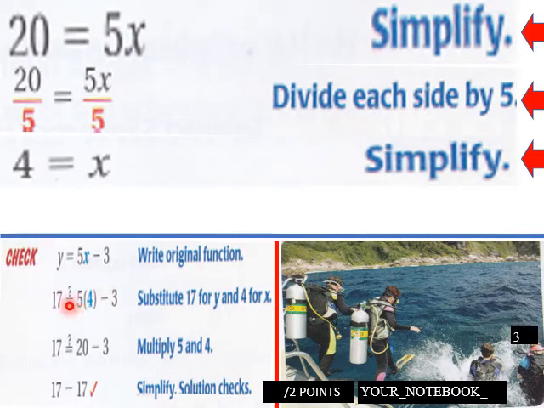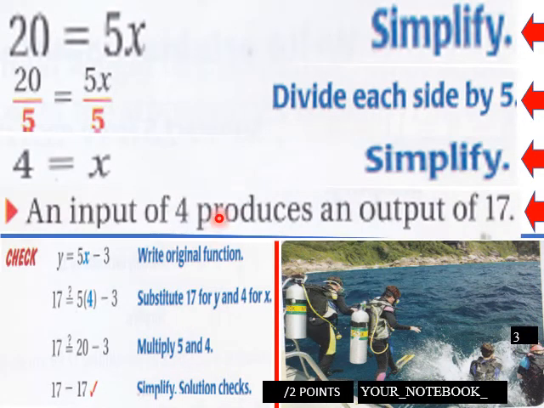We plug 4 back into the original. 5 times 4 minus 3, does that equal 17? 20 minus 3 is 17. So 17 equals 17. So it does check. So an input of 4 produces an output of 17. So you plug in 4 for x, and you see if it checks out. And it did check out, so there it is.